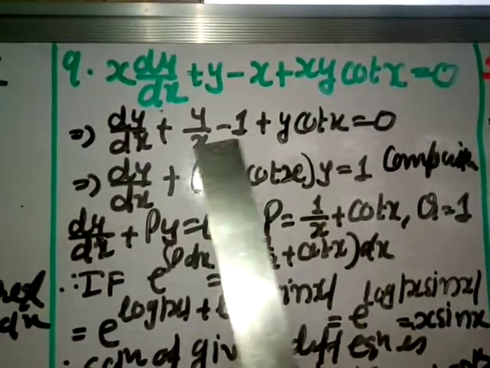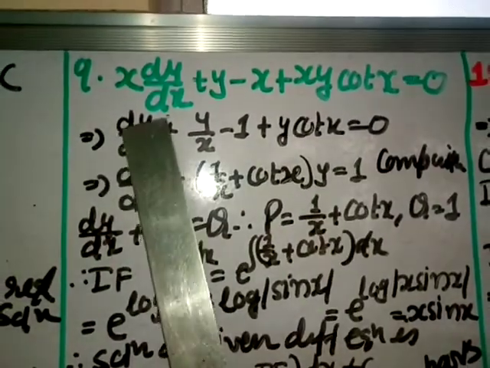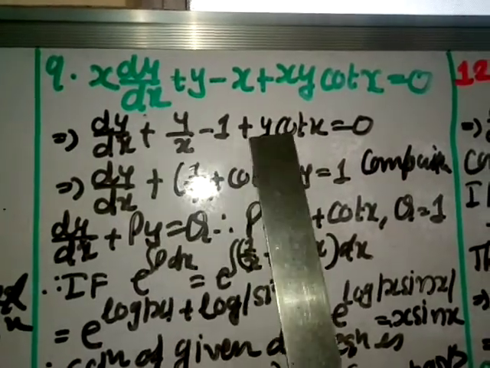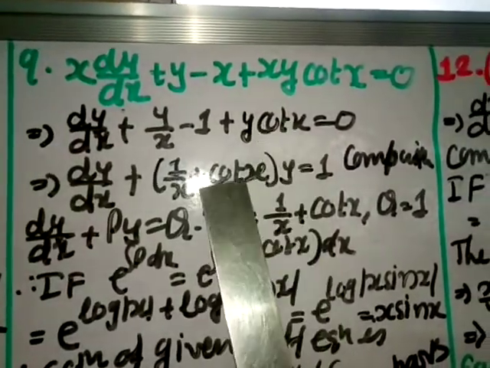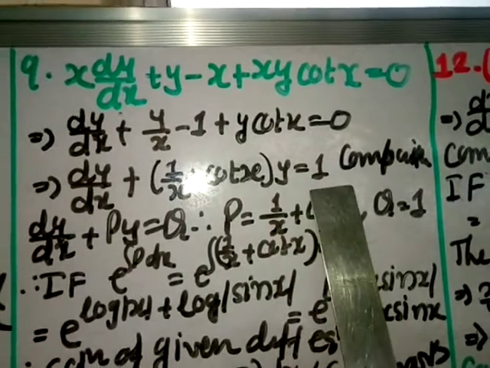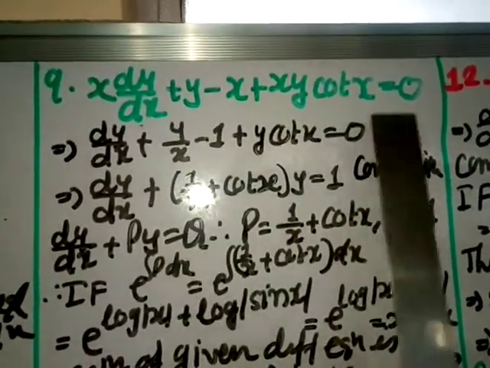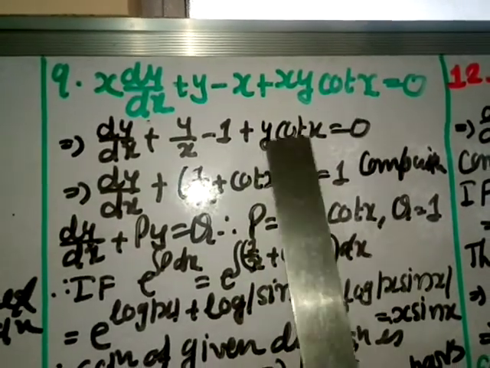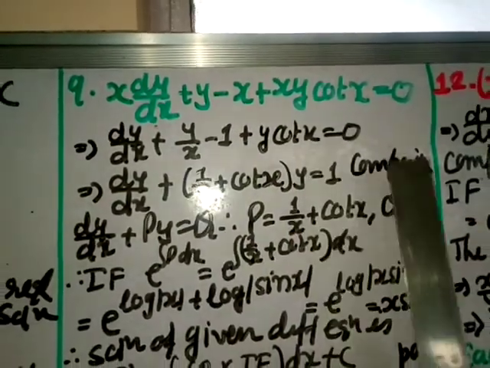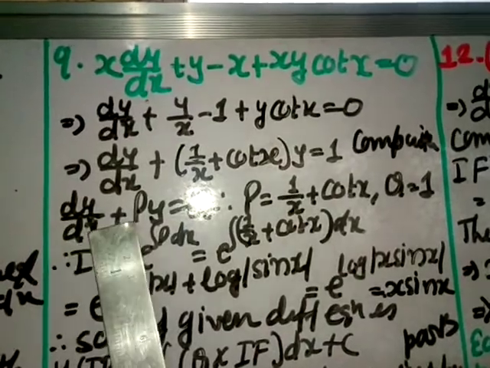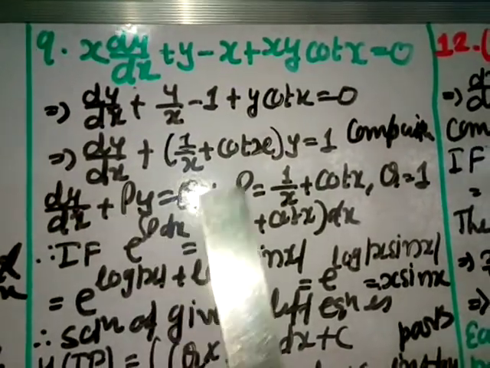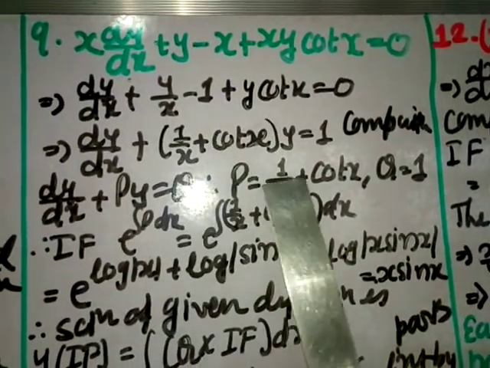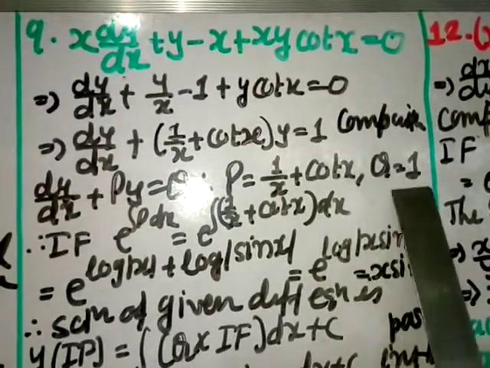Now I transfer this over here, so you get dy by dx. Before that, from these two I am taking y common, so dy by dx plus y taking common, here remains 1 by x plus cot x, and transfer this here, so you get minus 1. You need to transfer only this one, but from here you take y common first. Now compare with dy by dx plus Py equal to Q. So P value is 1 by x plus cot x, and Q value is 1.